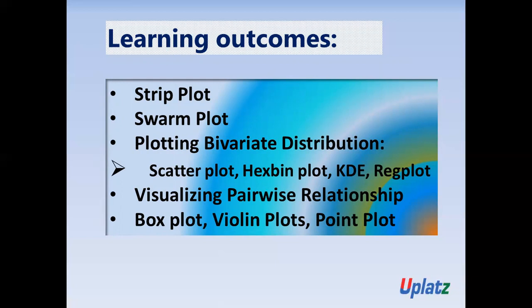Once we understand all these plots, which come under the bivariate distribution, we are going to proceed with the next point, visualizing the pairwise relationship. And then we are going to see the box plot, violin plot, and point plot. We are going to see all three, the theory, the syntax, and then the example of creating each type of these plots with the help of the Seaborn library.